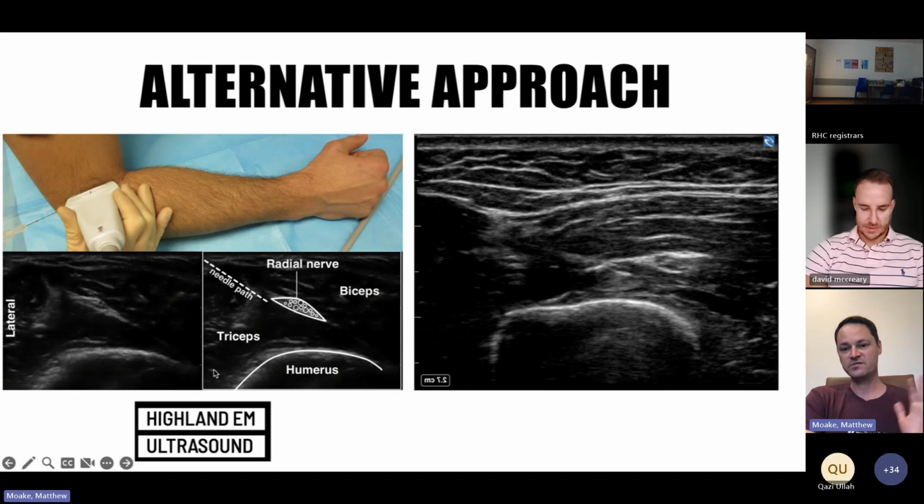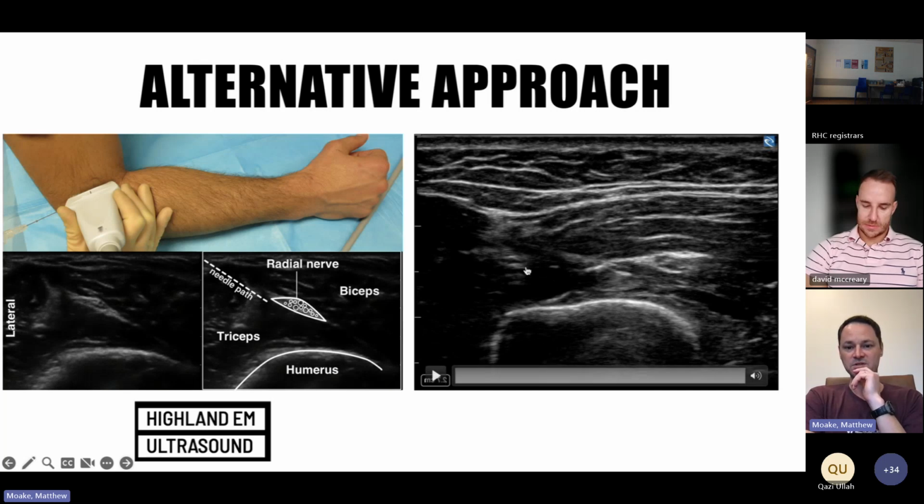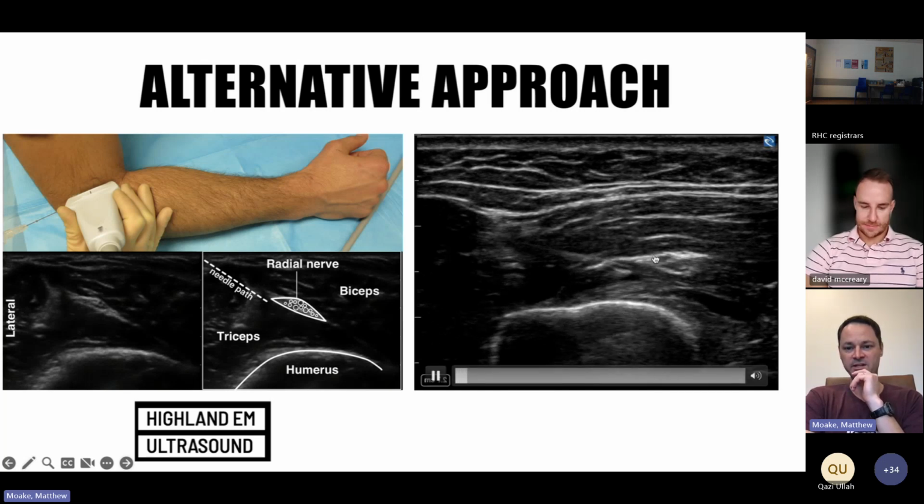Highland is a great resource if you're wanting nerve block resources. It'll sit there and you can come in through the tricep. The video on the right is my fellow blocking mine. So here's my radial above the elbow, and so they can come in through there.